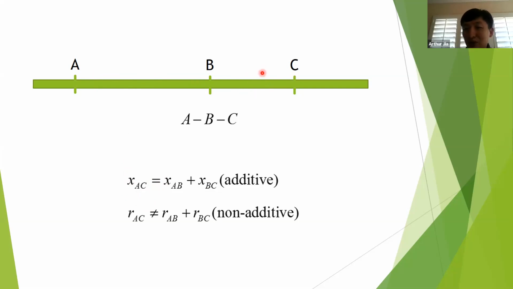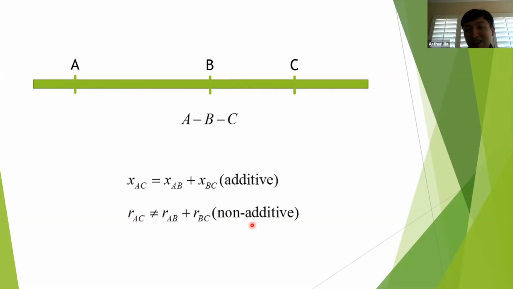So this is how we explain the additive formula here. Any questions for this? Any problems? However, when we use another measure, R, which is the recombination frequency between A and B, between B and C, between A and C, the additive relationship between these three doesn't hold. So this is not true.